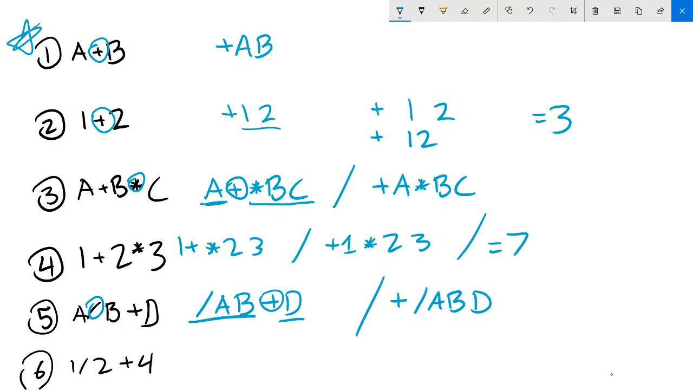Alright, and for number 6, it would be division in front of the two operands. And then the addition in front of operand 1. And then operand 2. And that would equal 1 over 2 is 0.5. Depends on if you're doing Java or not. Oftentimes integer division gets you the truncated version, so that'd be 0 or 4. So 4 or 4.5, depends.